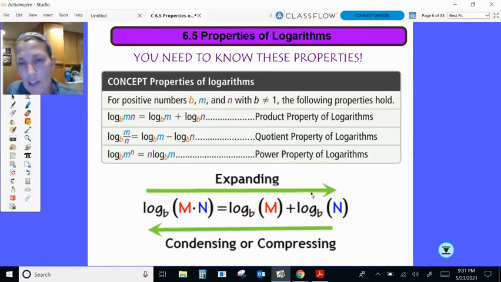This is called expanding, going this way. Going this way is condensing or compressing or writing as a single logarithm. And I might add that over here, writing as a single logarithm, okay? So you might want to put that to memory.